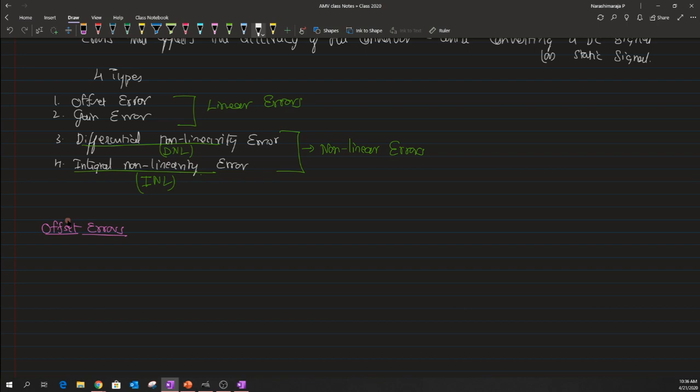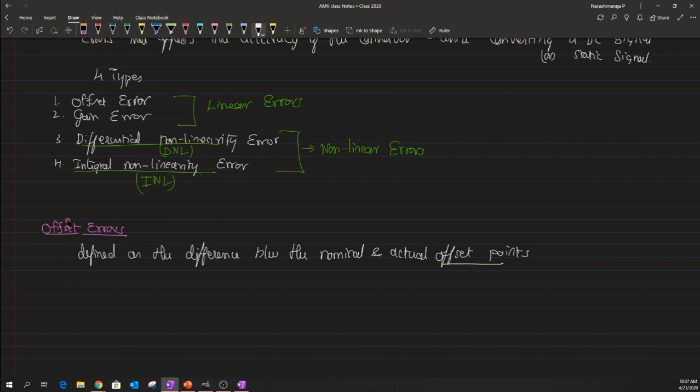So basically, an offset error is defined as the difference between the nominal and the actual offset points. Okay, so now you might have a question like, what is the meaning of this offset point?